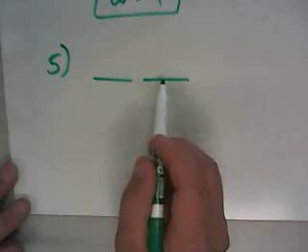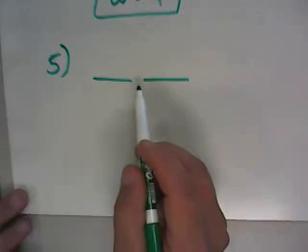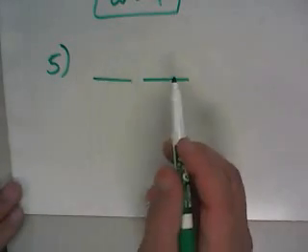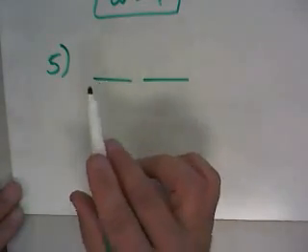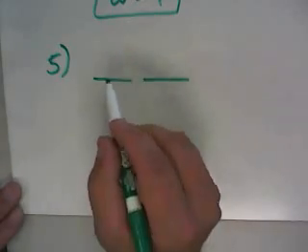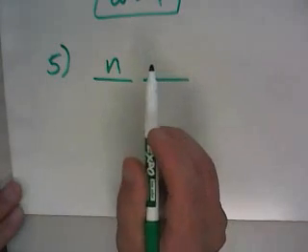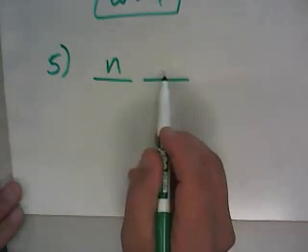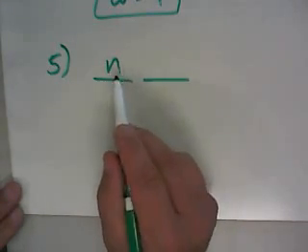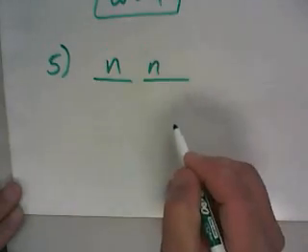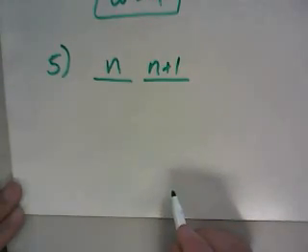So let's say here are our consecutive integers. And remember, consecutive integers, as we talked about in class, are like 3 and 4, or 15 and 16, or 22 and 23. So if we know the first one's 15, we know the next one's 16. If we know the first one's 28, we know the next one's 29. In other words, to get the second one, we always just take the first one and add 1.